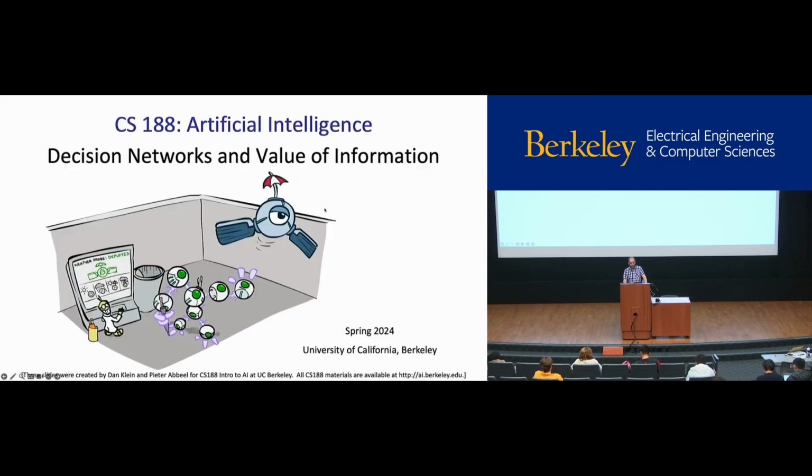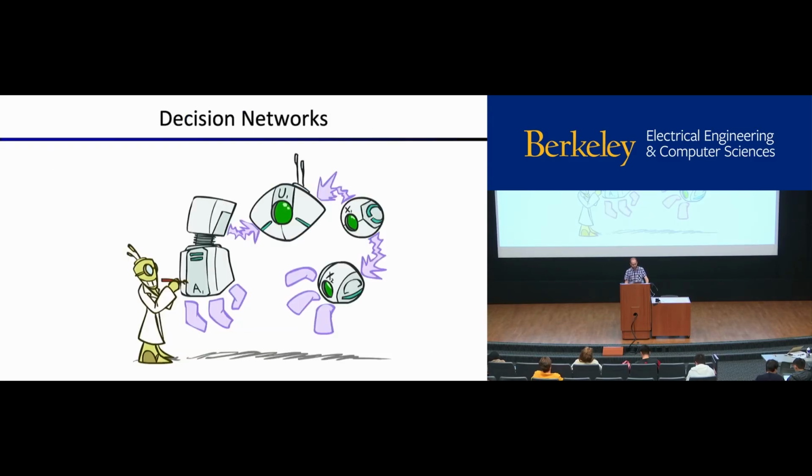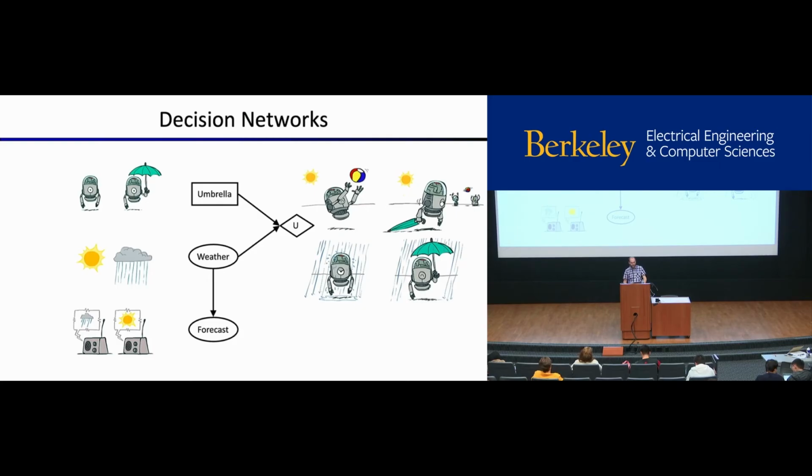Okay, let's get on to decision networks and the value of information. And this is going to deal with the fact that sometimes the probabilities of different outcomes, depending on what we do, are not perfectly straightforward. We actually have to compute them. Okay. So here is a very simple decision network, although we'll look at an even simpler one in a minute.